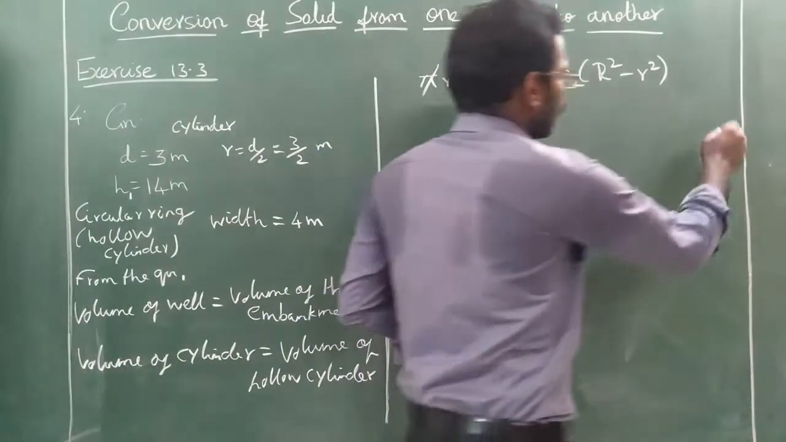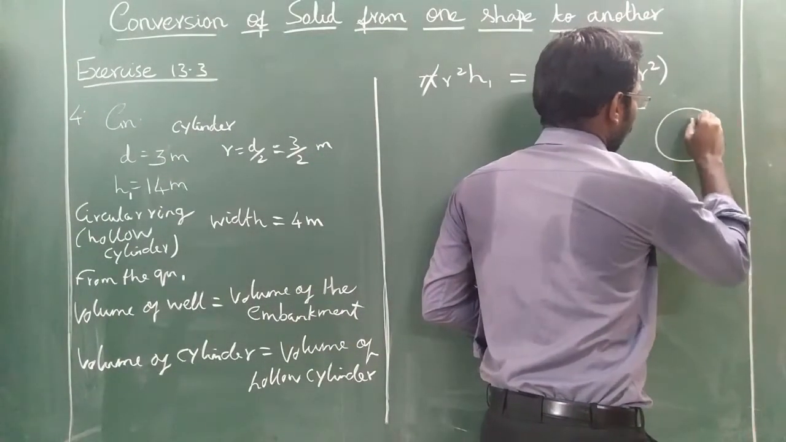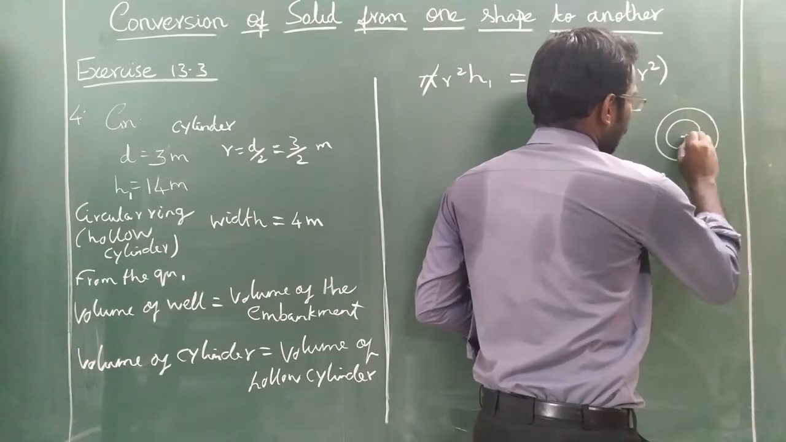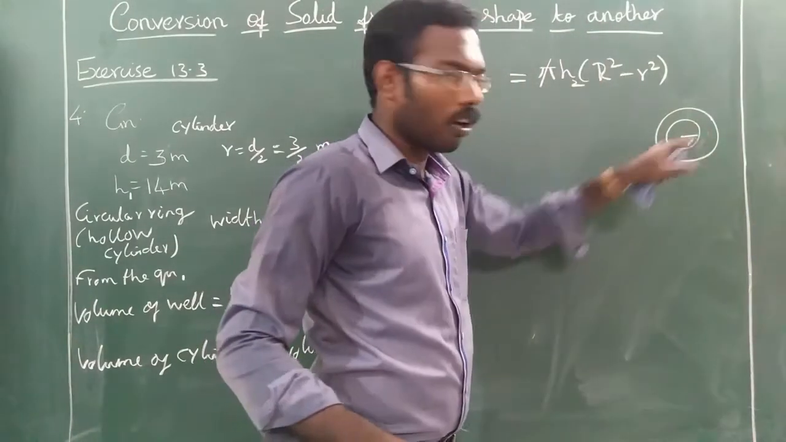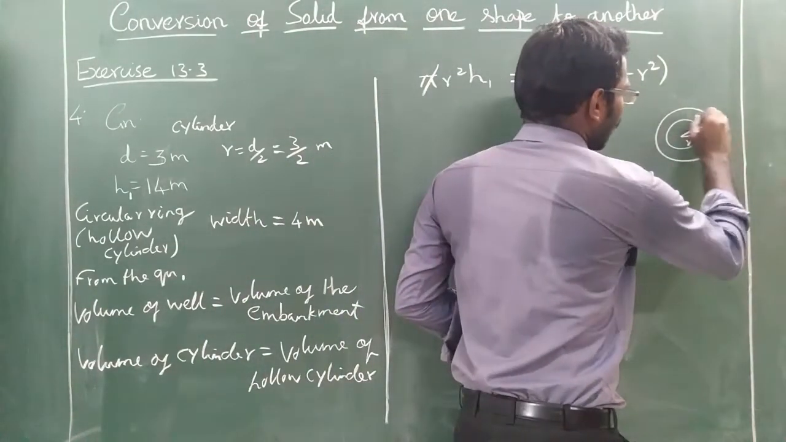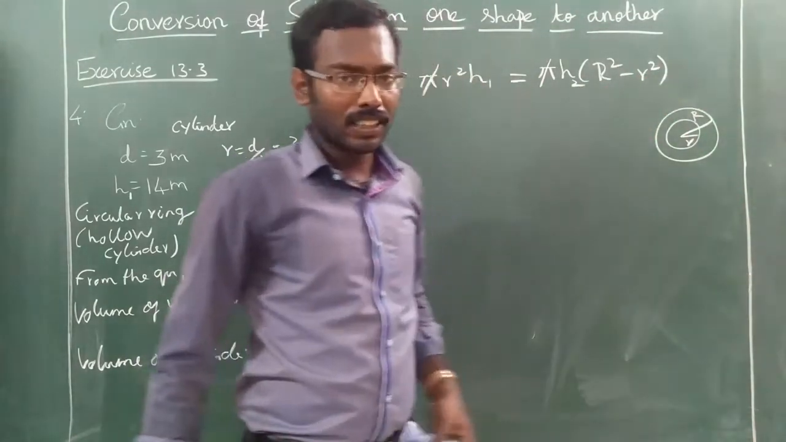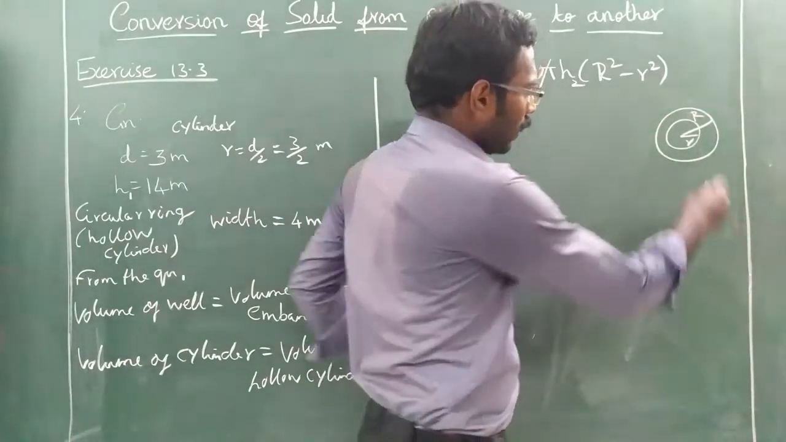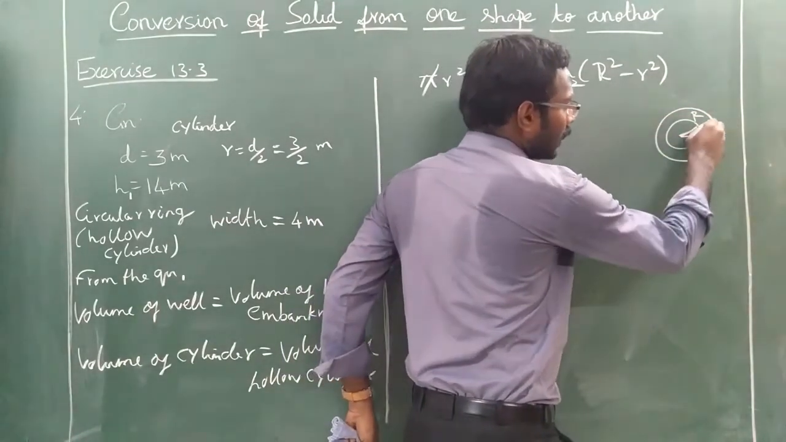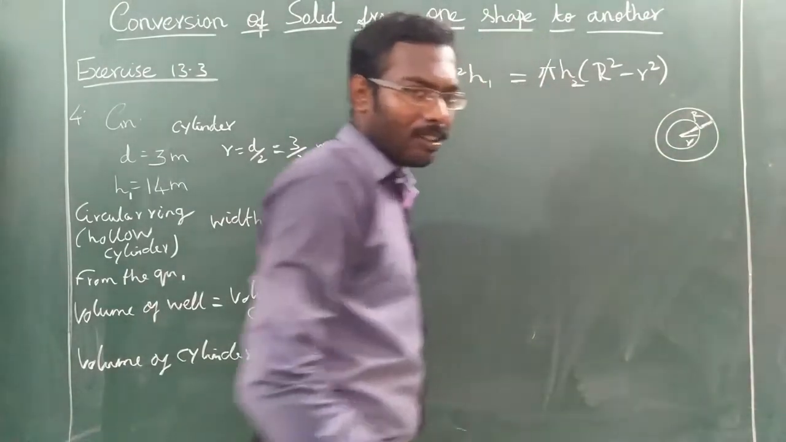Listen, this is the circular ring, this is the small r, this is the small r, this is the capital R. So capital R is the outer radius, capital R is nothing but the small r plus the width. Yes or no? Width.